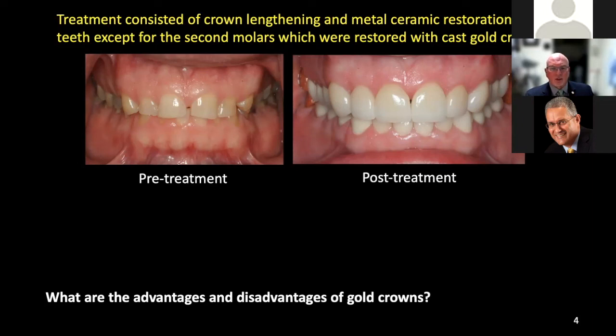The material itself, gold, has a really good wear factor. It doesn't tend to wear the opposing teeth. I know in my practice, I've used gold a lot. It's an easy material to deal with as far as polishing.